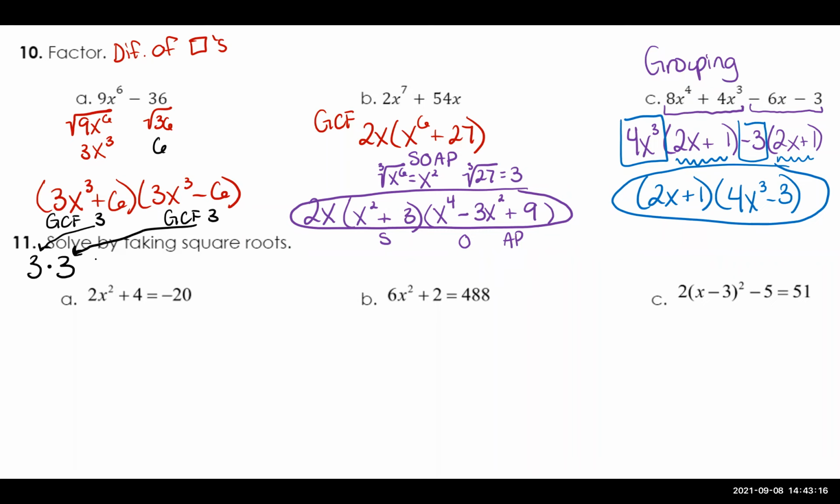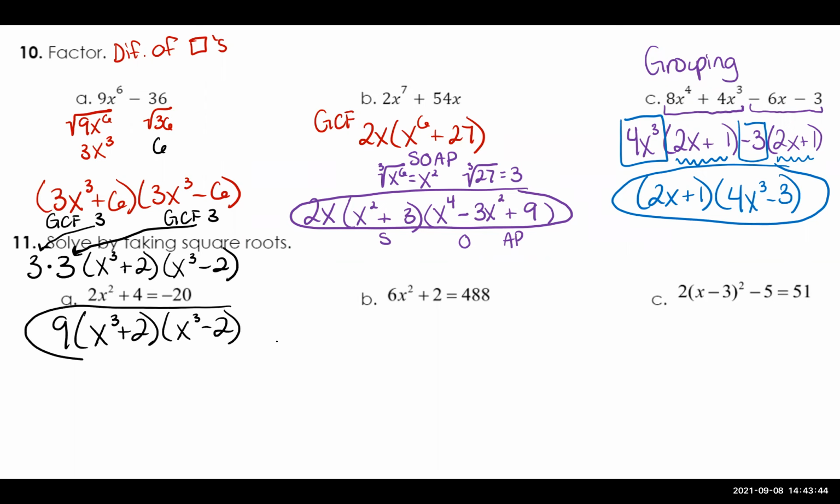Then when I do that, in the first parentheses we're only left with x to the third, because 3 divided by 3 cancels, and 6 divided by 3 would be 2. In the second parentheses, when I take 3 out, we're just left with x to the third minus 2. So our final answer, when you take both those GCFs out, would be 9 times (x to the third plus 2) times (x to the third minus 2). So this would be our final answer.